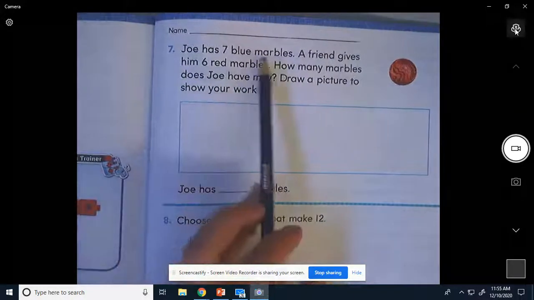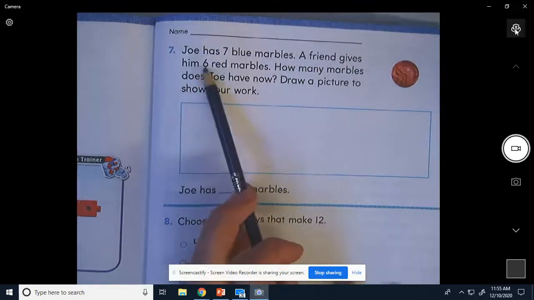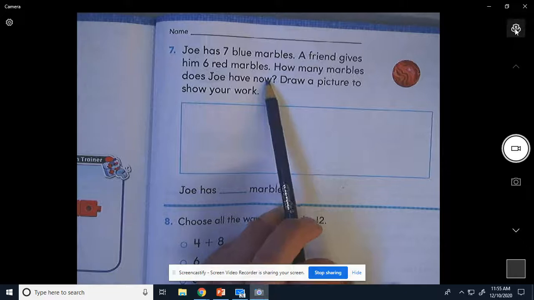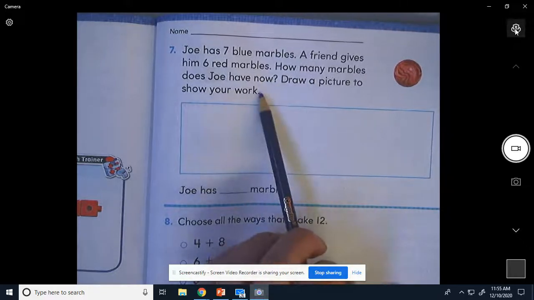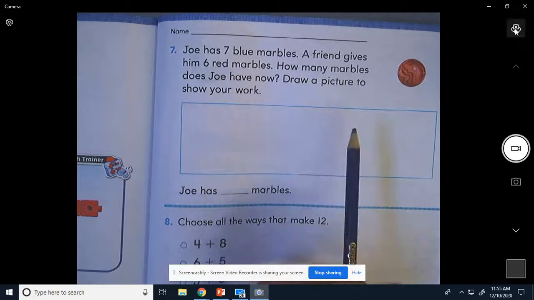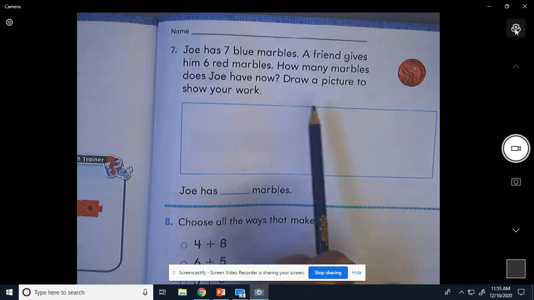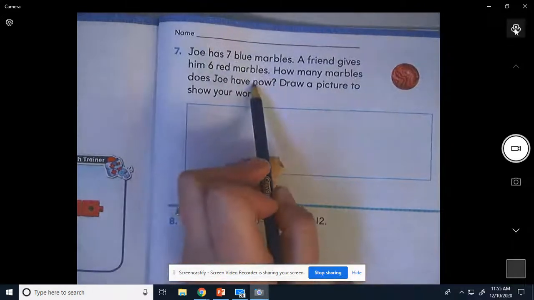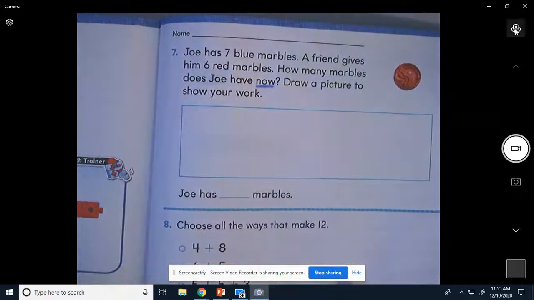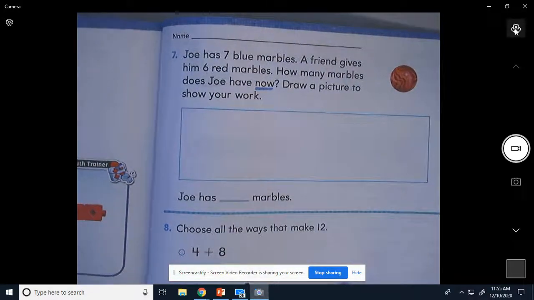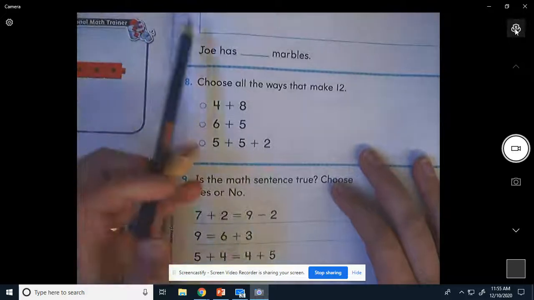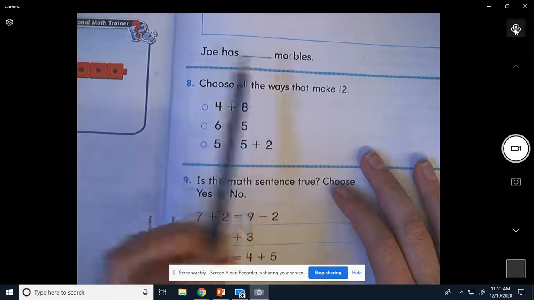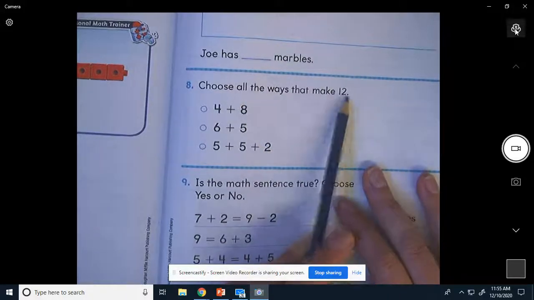Joe has 7 blue marbles. A friend gives him 6 red marbles. How many marbles does Joe have now? Draw a picture to show your work. So it looks like he got more marbles, right? Friend gives him, how many marbles does Joe have now? Okay, so draw a picture and then write your answer right here.